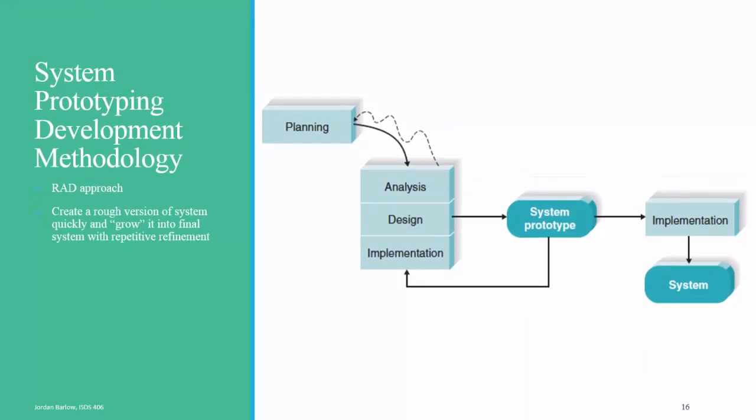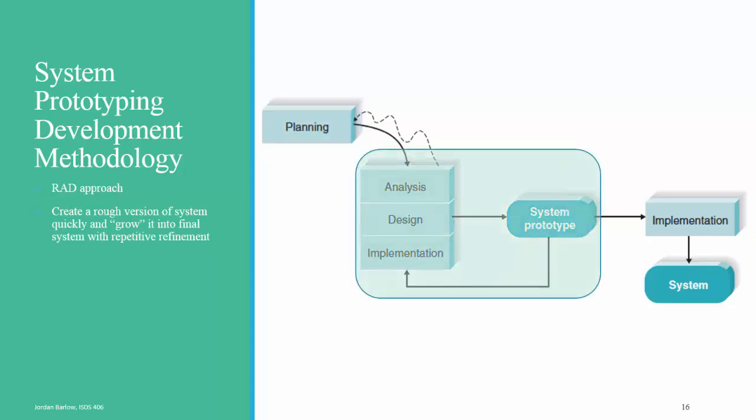Let's take a look at system prototyping development methodology. In this methodology, the planning is done all at the beginning, and then there is a series of analysis, design, and implementation phases that go iteratively while the system prototype is developed. The difference between system prototyping and iterative development is that the system prototype is never fully functioning. In iterative development, you have a full version of the system at the end of your first analysis, design, and implementation, and then improvements are made to that system. With a prototype, you go piece by piece.